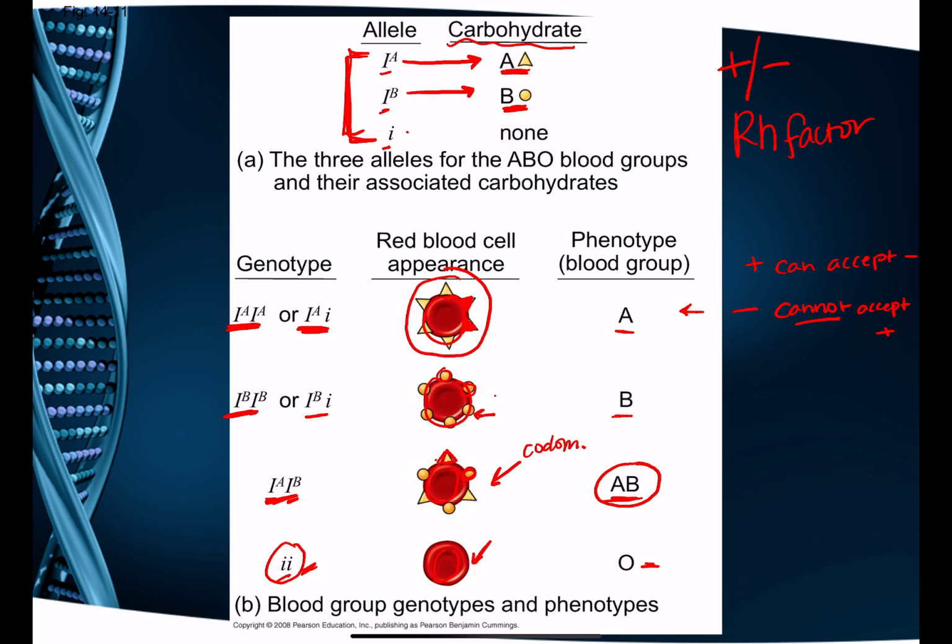Okay? So for me, I'm A positive, so I can accept A positive, A negative, O positive, and O negative. Okay? What about somebody that was B negative? What could they accept? They could accept B negative and O negative.